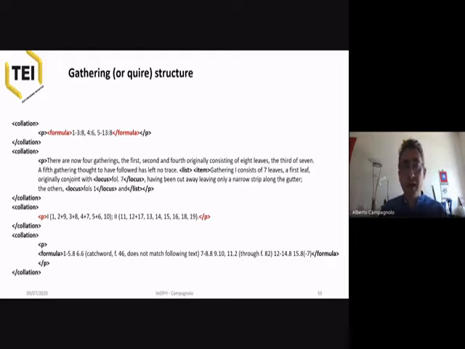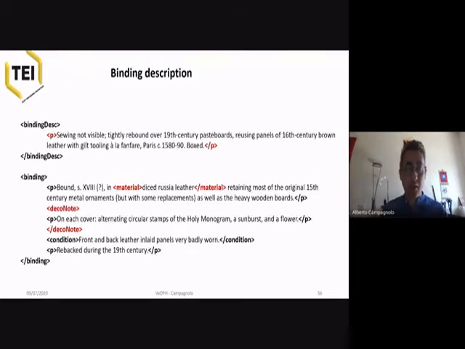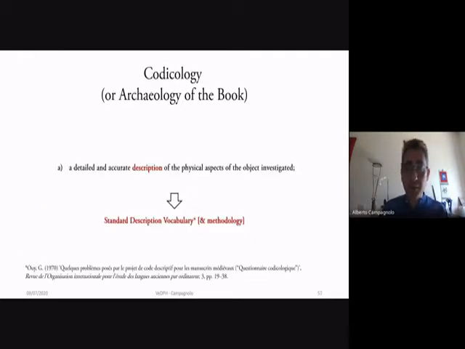Again, you do get to some information, but can we use that information to do more with it? We'll see. When it comes to the bindings, all you get is "binding." Material inside, decoration, but again, it's all a black box in one big element that says binding, and inside you had just a paragraph describing it, without any more elements to describe it in a more detailed and structured way. So yes, we need to describe this physical aspect through standards.